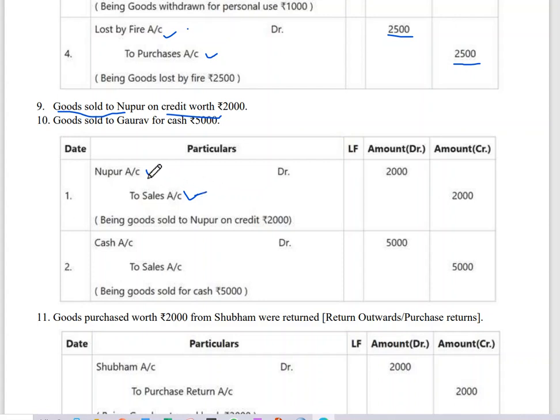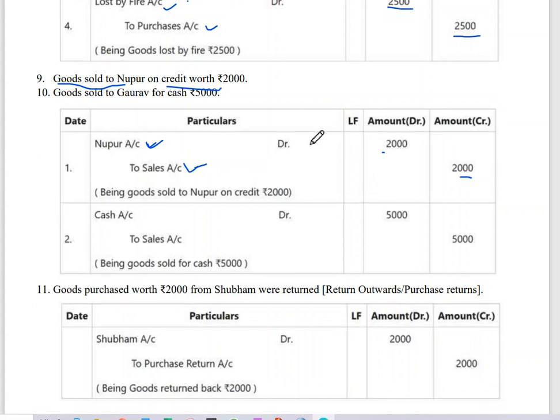Now Nupur is a debtor to the business, and when the debtor is increasing, that should be debited. Here Nupur account debit, 2,000 rupees, to sales account, 2,000 rupees. Narration is being goods sold to Nupur on credit.